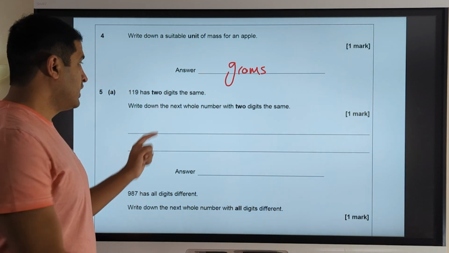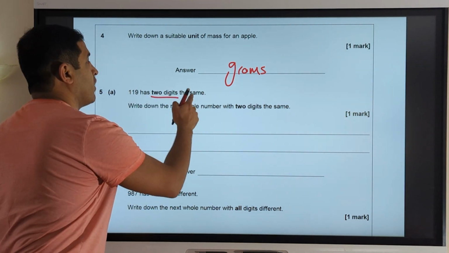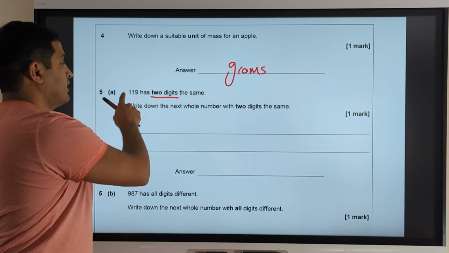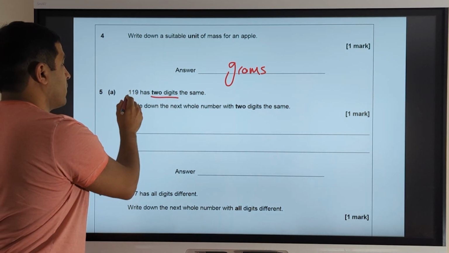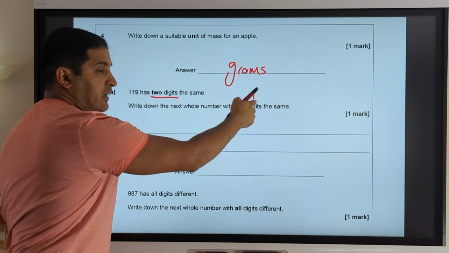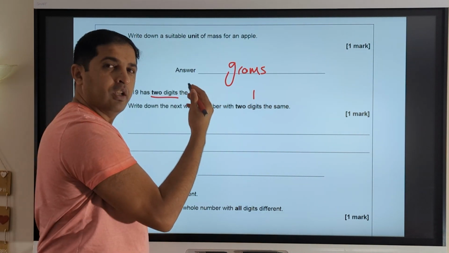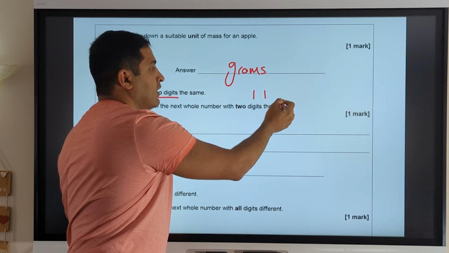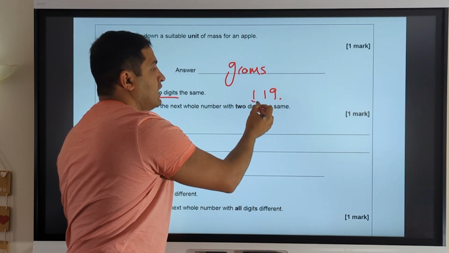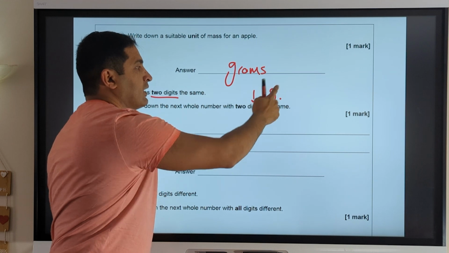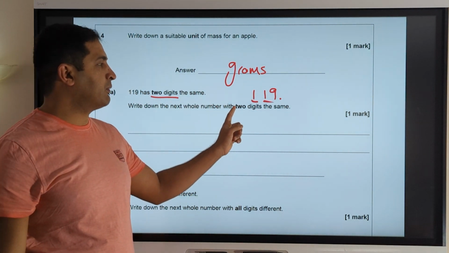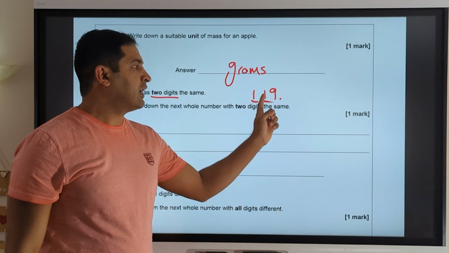119 has 2 digits that are the same. 1, 1, 9. So digit 1, that's a digit. One individual number is a digit. Another digit, that's 1. And then you have 9. So these 2 digits are the same in this 3-digit number. Okay. So write down the next whole number with 2 digits the same.